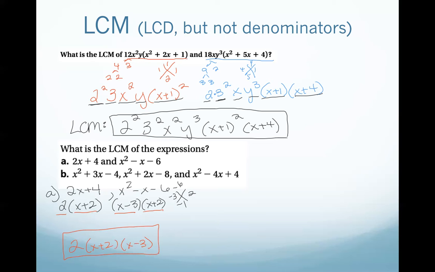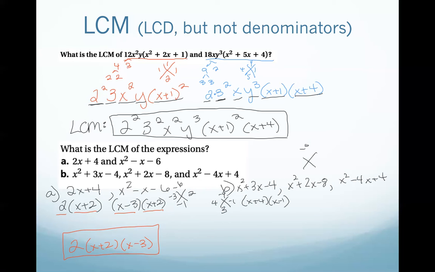Okay, for part B, I'm doing the same thing, but this time I have 3 expressions that I'm trying to find the least common multiple of. Same process, we're just going to do it with 3 expressions. X squared plus 3x minus 4, x squared plus 2x minus 8, x squared minus 4x plus 4. Okay, so this factors, I need 2 numbers multiply to -4 and add to 3, so that's going to be 4 and -1, x plus 4, x minus 1.